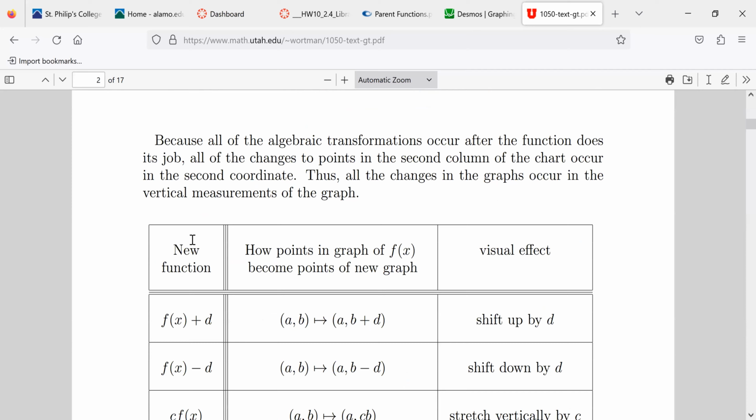So right here, it goes forever, left and right, up and down, right?